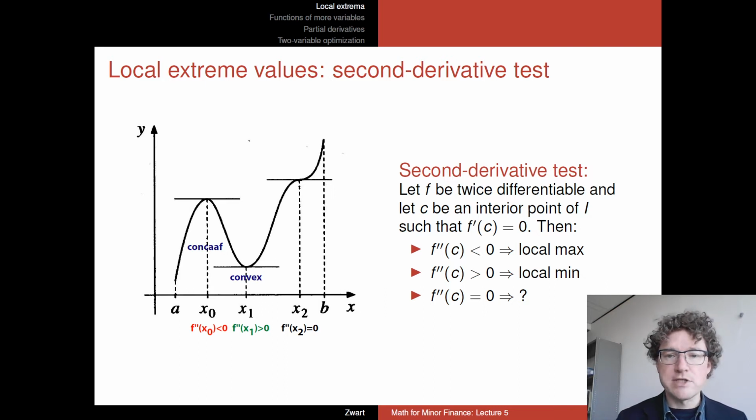But if it's zero, if the second derivative is zero, we cannot really conclude anything. And also notice that at the boundary points, the second derivative test is not going to be of any help. So to say something about the boundary, we really have to look at the first derivative, like in the previous case.